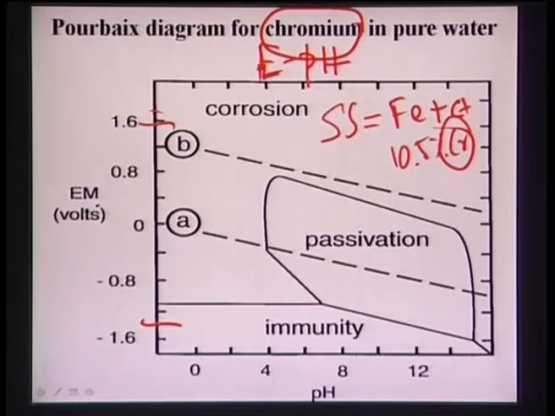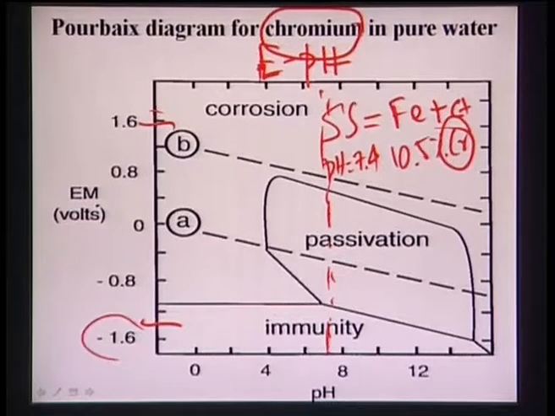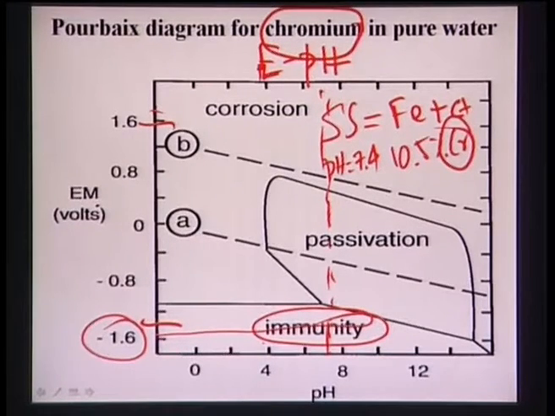That is the reason why I am showing the Pourbaix diagram of chromium. Now, what you see here is that at around 7.4, this is the line if I can draw at pH equal to 7.4. If the electrochemical voltage is highly negative, then it is in the immunity region. Immunity means that the stainless steel will not undergo any corrosion, that means stainless steel will be immune to corrosion. So, the surrounding environment will not have any corroding effect on the chromium.